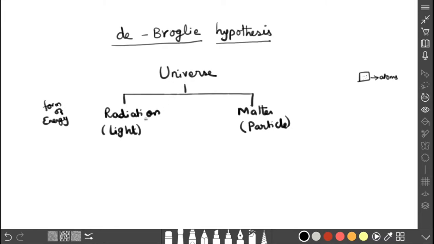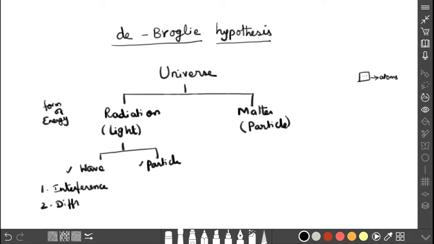Light has the nature of wave and particle. That means light, the radiation, has dual nature. One nature is wave, the other nature is particle. The wave nature of light can be explained by the phenomena of interference, diffraction, etc. So these phenomena explain the wave nature of light. That means light has wave nature.